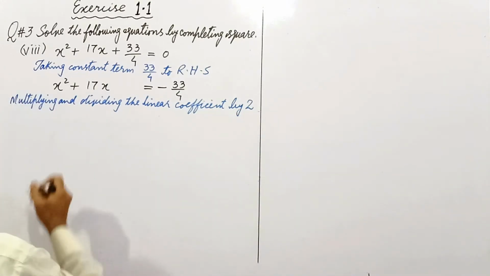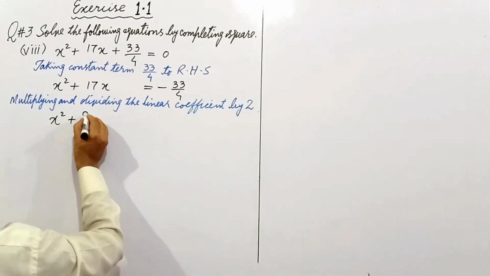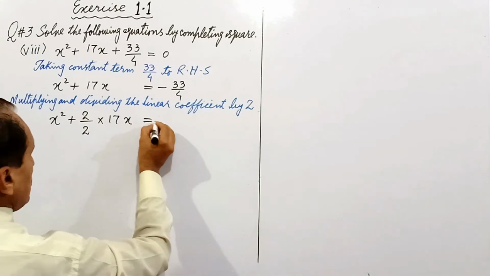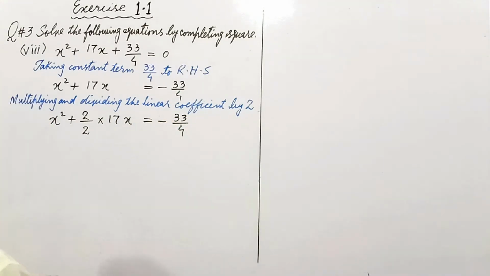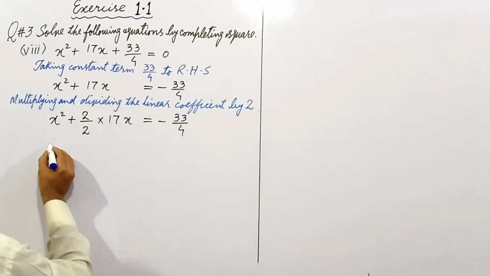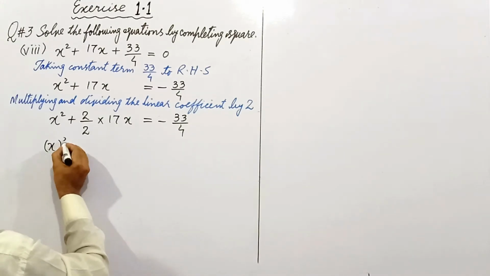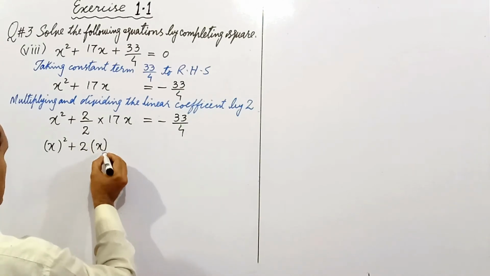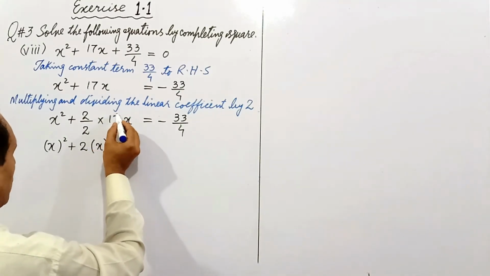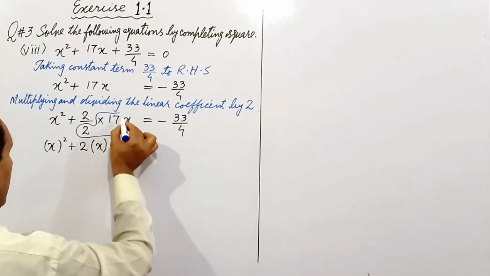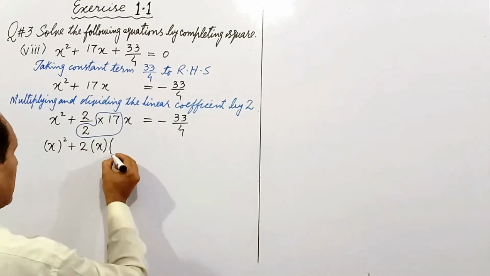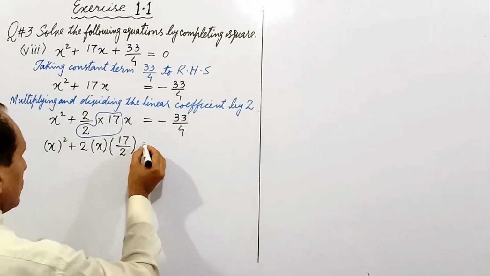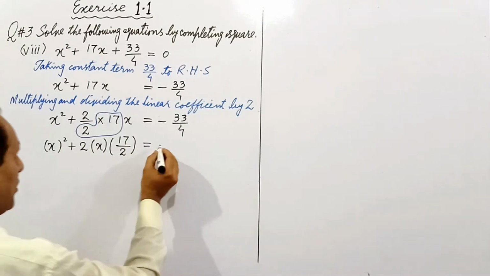We have x square plus 2 by 2 into 17x is equal to minus 33 by 4. For making a perfect square, we rearrange these values and write as x square plus 2. The first value of the two times product is x, and the second value will be obtained by 17 and 2. As 17 is in the numerator and 2 is in the denominator, we write 17 over 2 as the second value of the two times product.